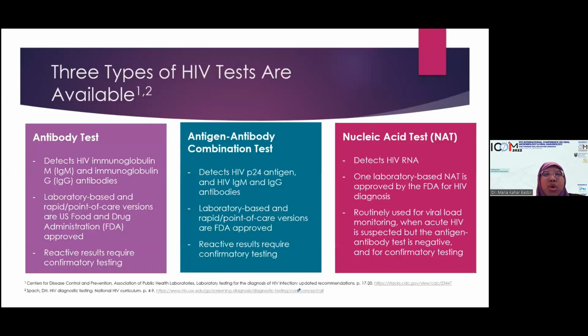Going right through to the tests, I think most everybody knows that we have 3 types of tests. The first is an antibody test, which detects HIV immunoglobulin M or G, and this is the first and second generation HIV test. Then we proceeded to have the antigen-antibody combination test, which detects the HIV P24 antigen plus the IgM and IgG HIV antibodies. However, this still requires confirmatory testing.